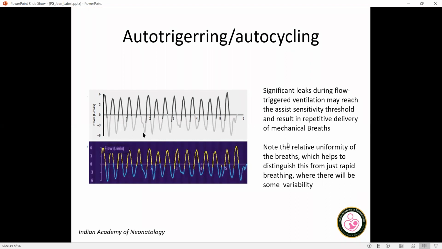How will we identify whether it is due to auto triggering or due to rapid breathing from the baby's side? In auto triggering, the flow waveforms will be very uniform in their shape. But in rapid breathing, there will be some variability. Here we can see all are very similar and very uniform in appearance. So this is usually auto triggering or auto cycling. The significant leak is misinterpreted by the ventilator as an effort from the patient because it exceeds the trigger sensitivity.